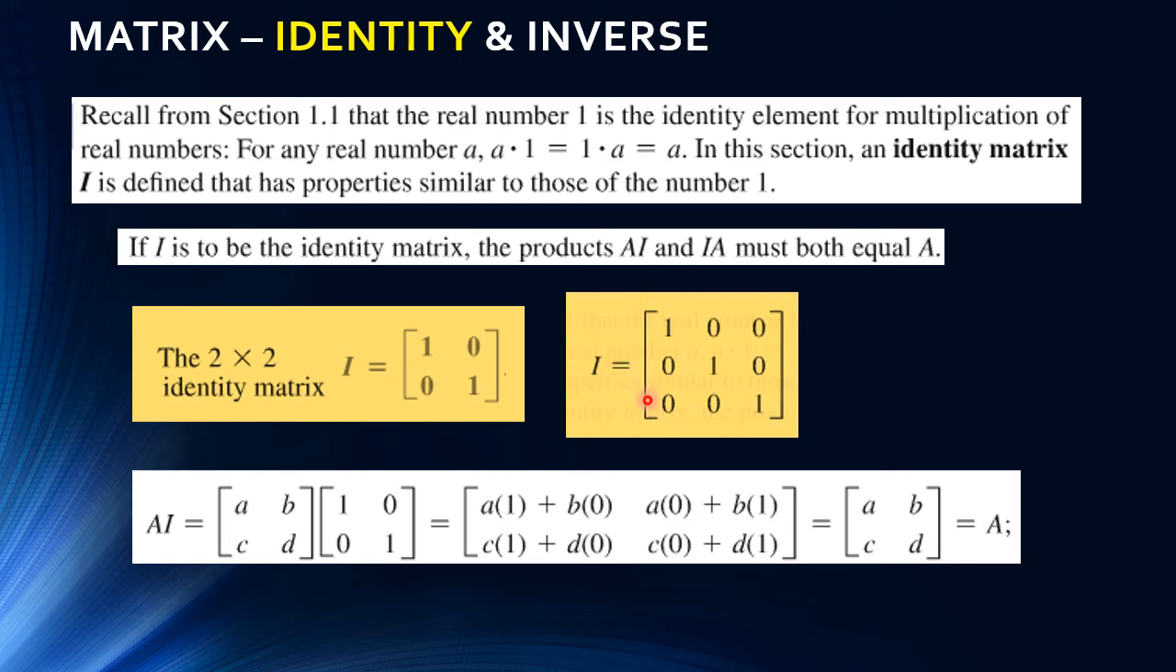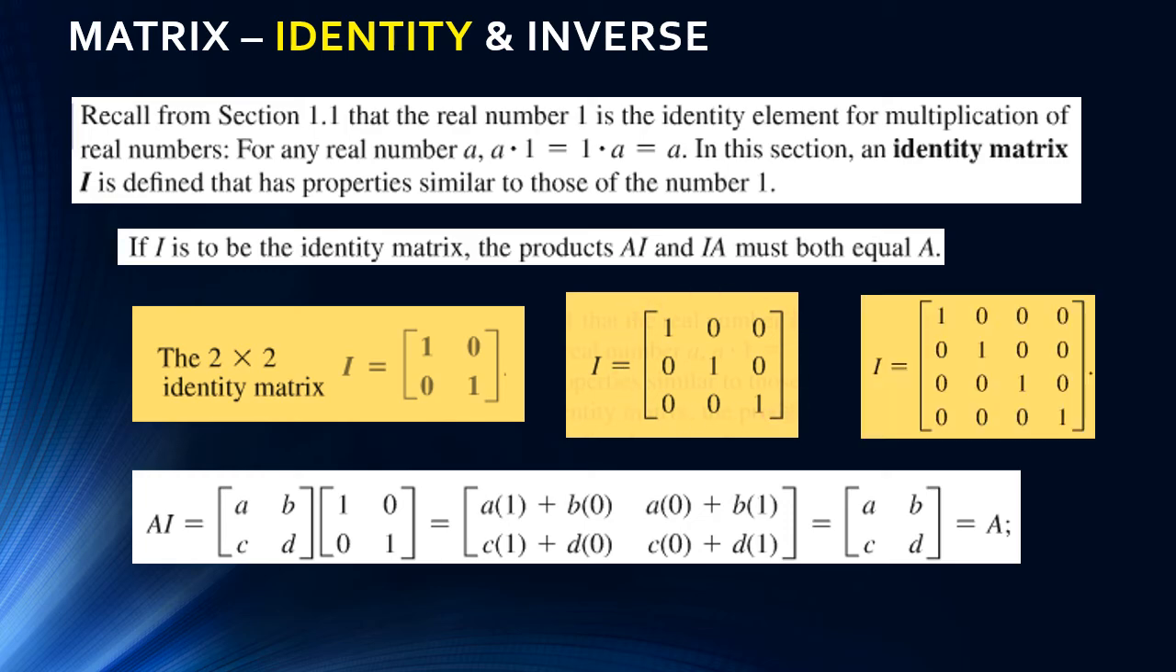So again, an identity matrix, this is a 3 by 3 identity matrix. Notice again, the ones are on the downward diagonal and everywhere else is zeros. Identity matrix is a square matrix with ones on the downward diagonal and zeros everywhere else. Okay? Here is a 4 by 4 identity matrix. These again are always square matrices.